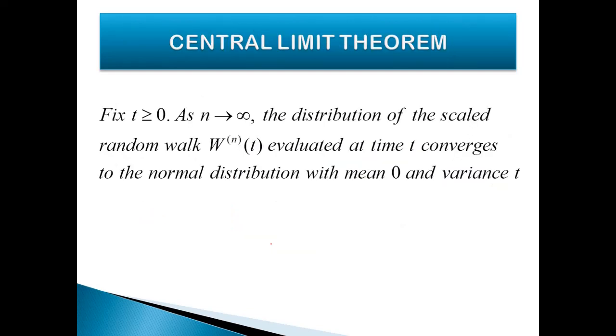The central limit theorem states that fix t greater than or equal to 0, as n is very very large, meaning n tending to infinity, the distribution of the scaled symmetric random walk Wn at time t converges to the normal distribution with mean 0 and variance t. It's very important. So when we consider the scaled symmetric random walk and n is very large, then the distribution is a normal distribution with mean 0 and variance t.